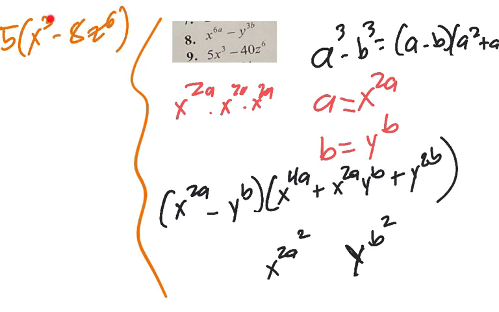Now then, hopefully you see this is a perfect cube and 8z to the 6th is a perfect cube. So you would take this part and use the formula and just make sure you keep the 5 out front in your final answer.